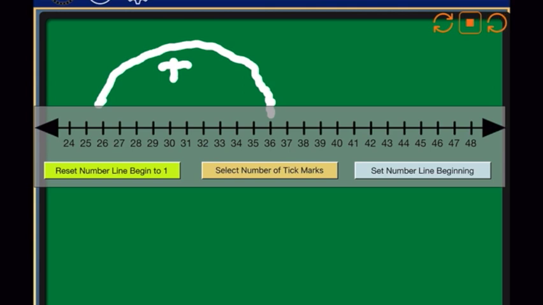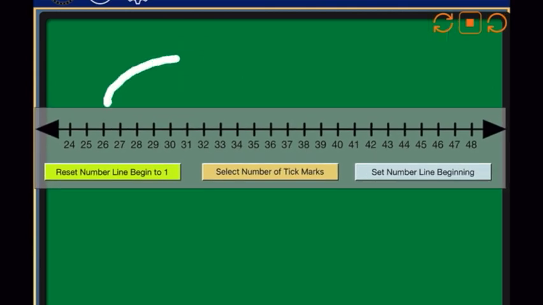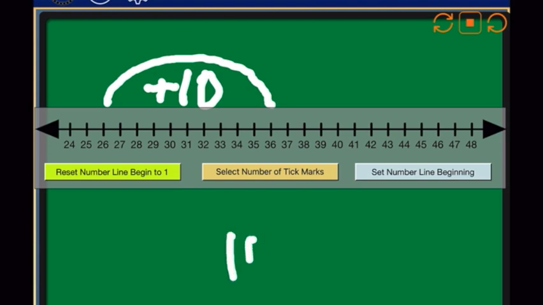So 26 plus 10. If I'm just adding 10, I will end at 36 because I'm just jumping to the next decade. So I've already added the 10 part of 18. Now I need to add the 8 or the ones. So you can do this in several different ways.